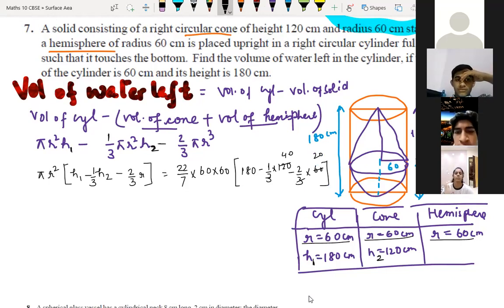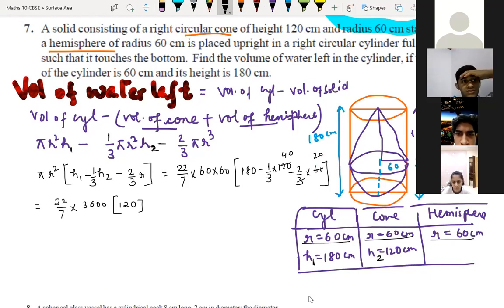Then we can write over here 22 by 7 into 3600, 180 minus 40, 140, 140 minus 20 is 120. Correct? No, 40 minus 60, 120 will come. Now we have to solve: 22 by 7 into 3600 into 120.